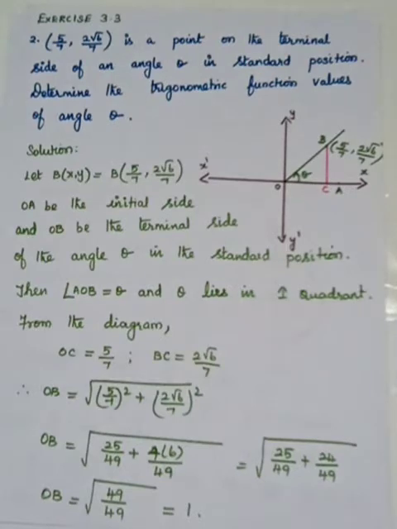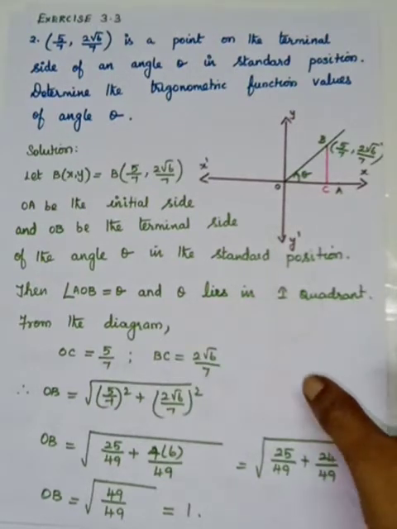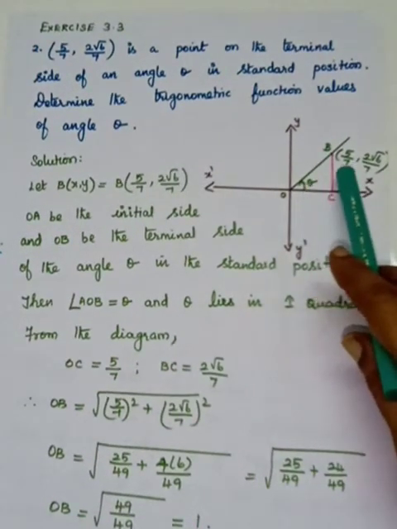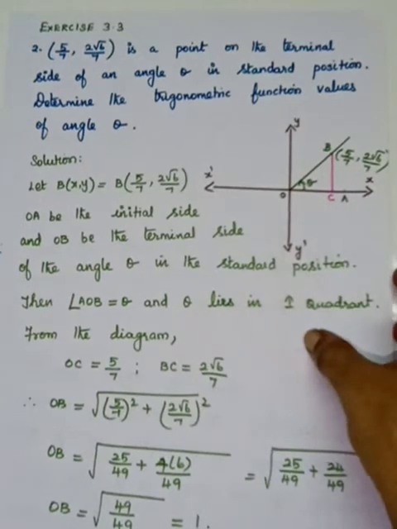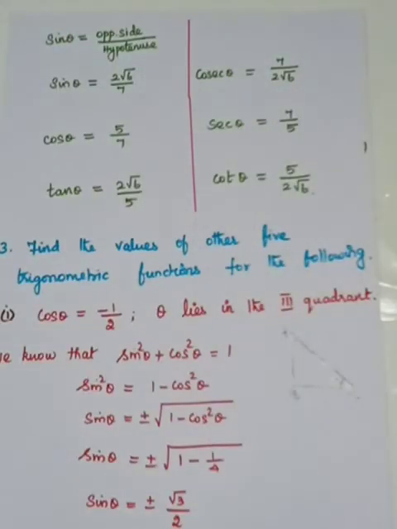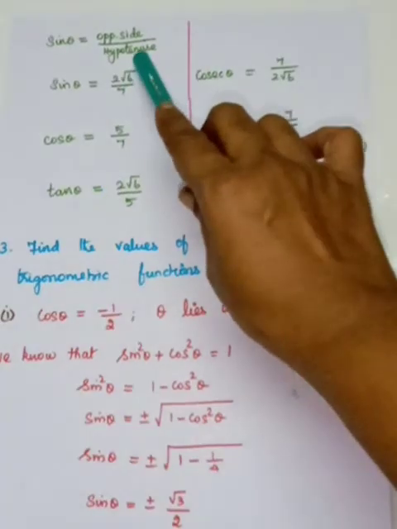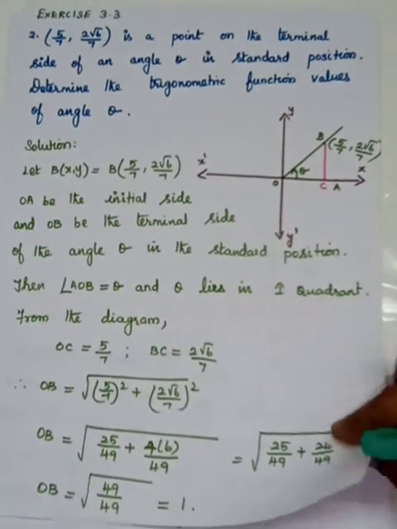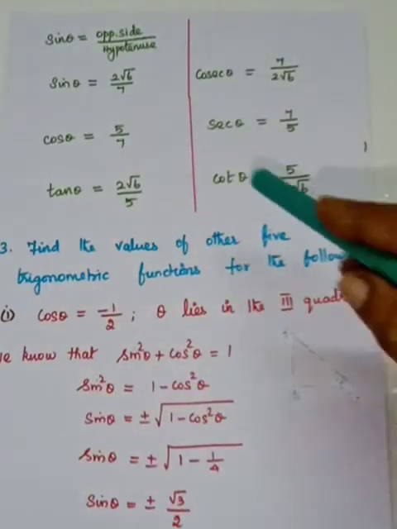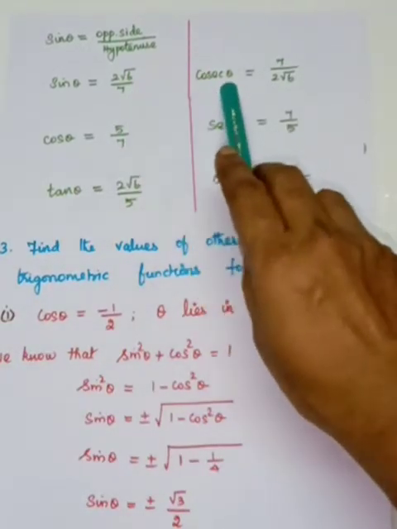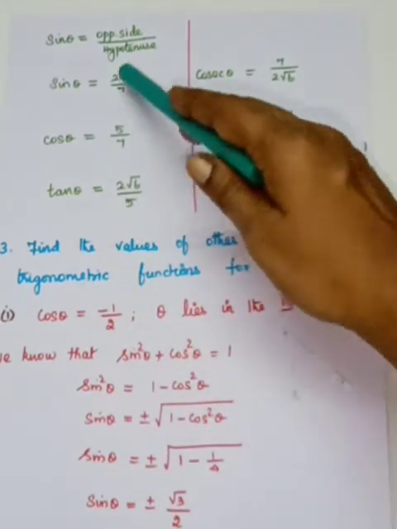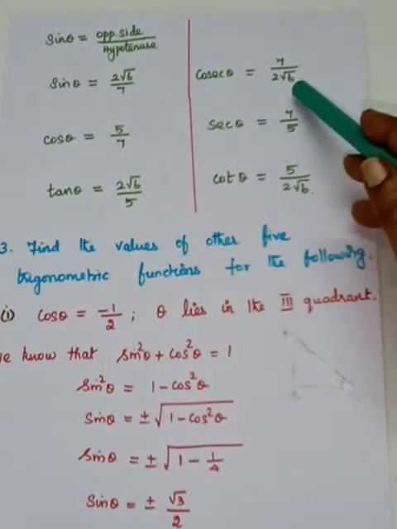So first one, what is it? Sine theta. The formula for sine theta is opposite side by hypotenuse. What is the opposite side? 2 root 6 by 7, divided by the hypotenuse. Which is your hypotenuse? That is OB. What have we found? OB as 1. So therefore sine theta is equal to 2 root 6 by 7. I have said cosecant theta is the reciprocal of sine theta, that is 1 by sine theta. So you have to reciprocate this value. So it is 7 by 2 root 6.